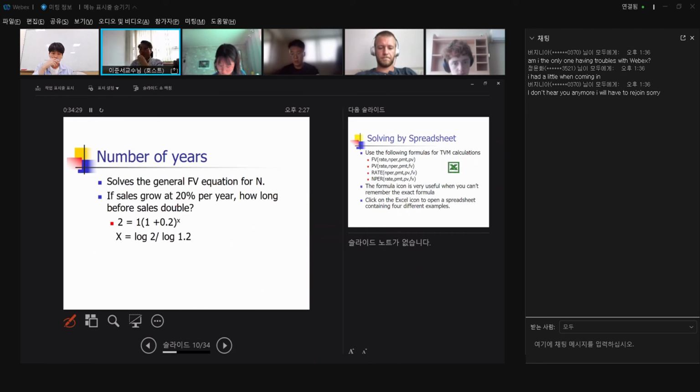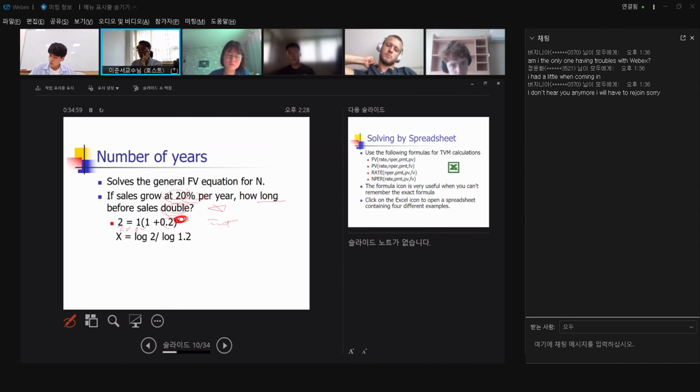Last one is the number of periods, number of years. To solve the general future value equation for N: if sales grow at 20% per year, this can be considered as what? Interest rate, 20% per year, right? How long does it take? How long before sales double? So this is the present value. Future value is double, right? Interest rate 20%. So in this question, we should figure out what?